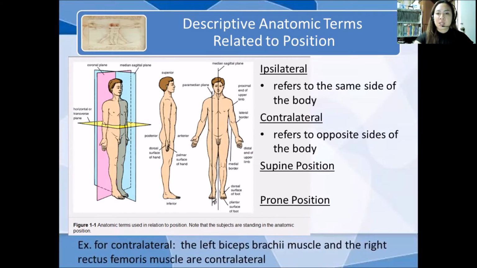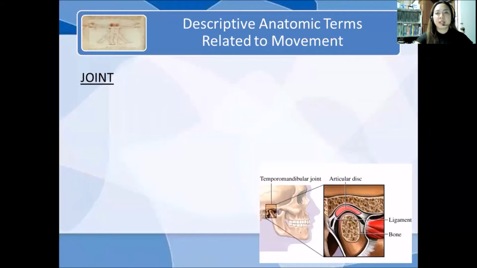Okay? So what is supine and prone? If you say supine, you are lying on your back. If you say prone, nakadapa. You are lying face downward. Okay? So we also have here the different descriptive anatomic terms related to movement.